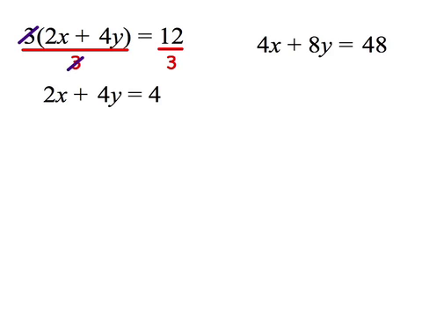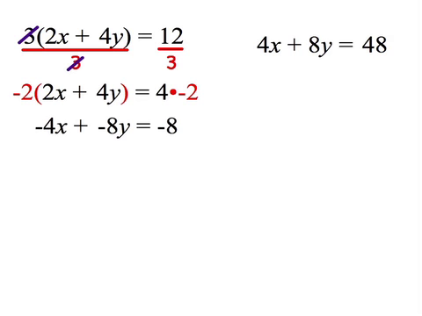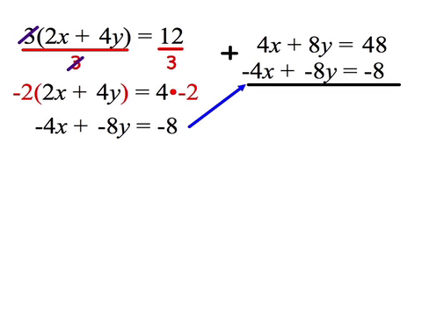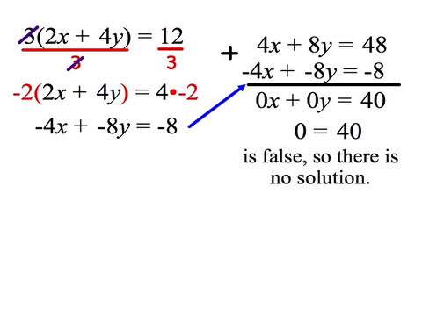And now I have 2x plus 4y equals 4. And then I'm going to multiply both sides of that equation by negative 2. Which gives me negative 4x plus negative 8y equals negative 8. And now we put the two together. We draw the line. We're going to add them, but we realize the x terms are opposites and the y terms are also opposites. So we have 0x plus 0y equals 40, or just 0 equals 40.